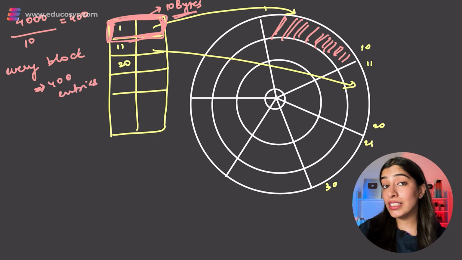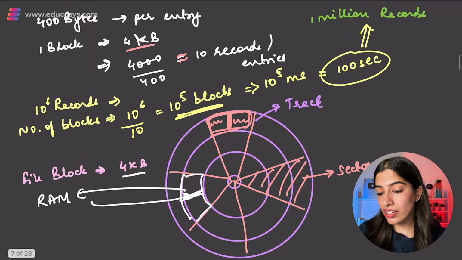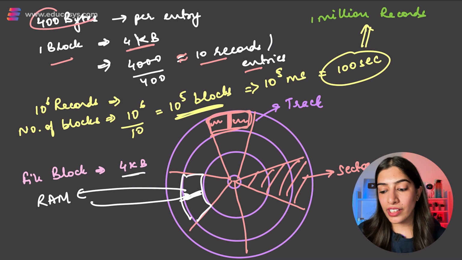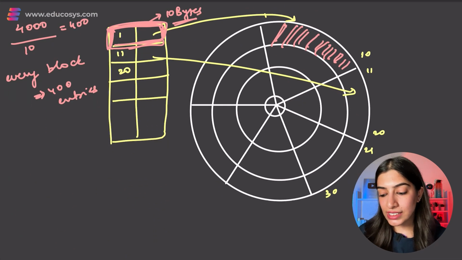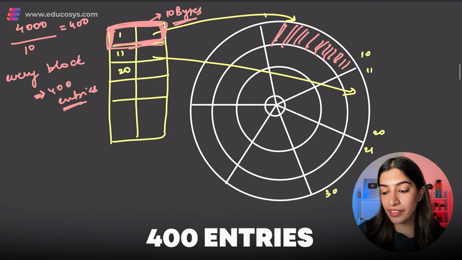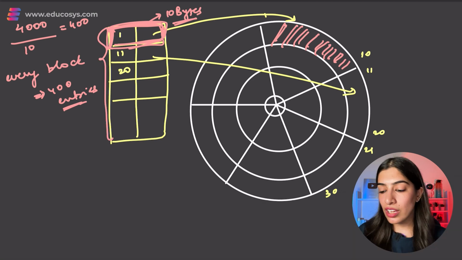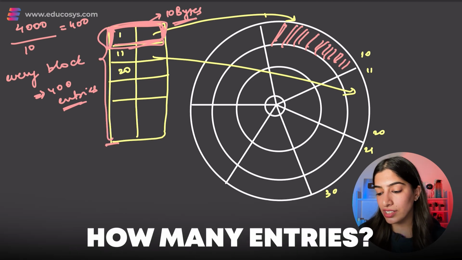Versus if we consider the data entry, how many entries was that? So per block we were storing only 10 entries because that was a huge data entry, right? It was 400 bytes. Over here it is only 10 bytes. So each block in this case is going to store 400 entries of this table. Now again, how many such entries are going to be there?